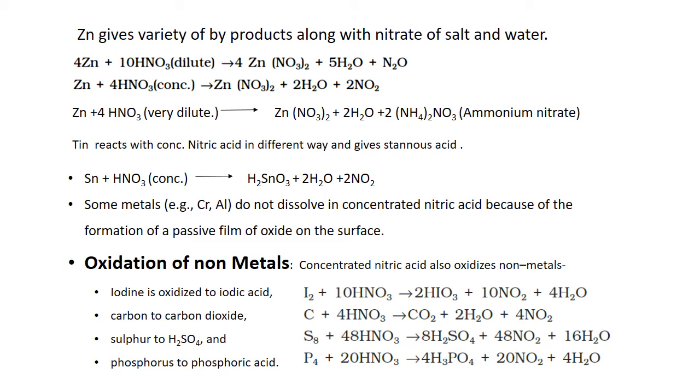Now oxidation of the non-metals. Concentrated nitric acid also oxidizes non-metals. It oxidizes iodine to iodic acid, carbon to carbon dioxide, sulfur to sulfuric acid, phosphorus to phosphoric acid.